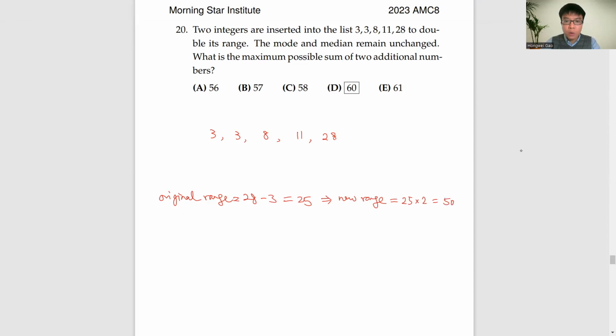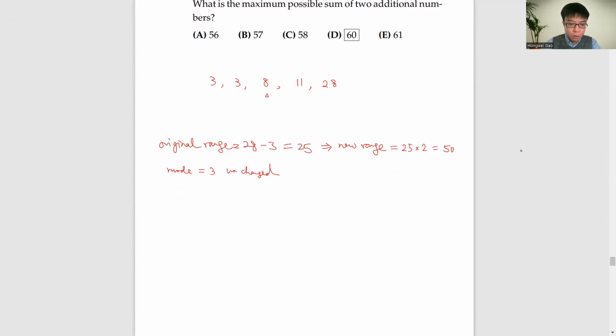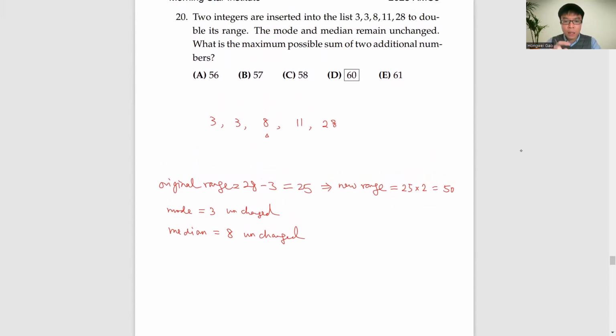All right, so we also have the mode, doesn't change. Mode equals 3, unchanged. And also we have the median. So the original median is 8, the middle number is 8. It should not be changed. Okay, the median unchanged means that one number is on the left of 8, one number is on the right of 8.